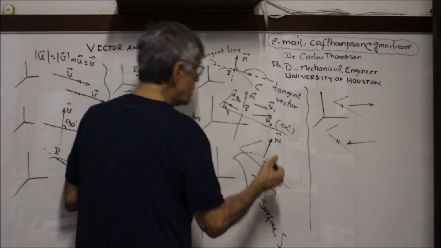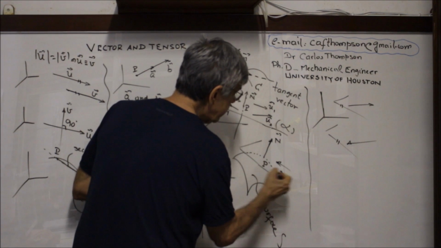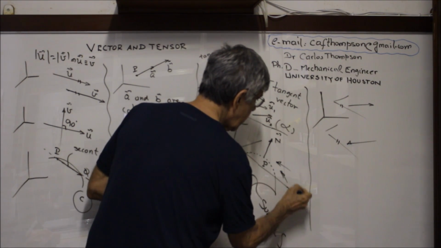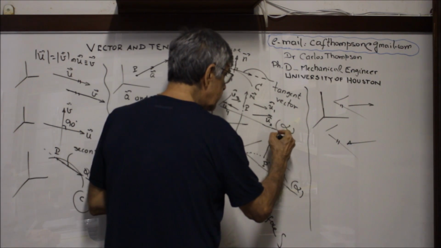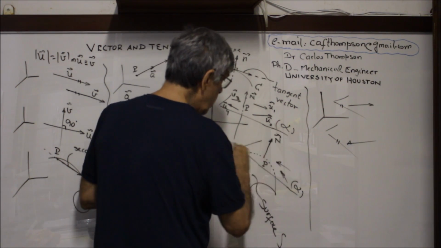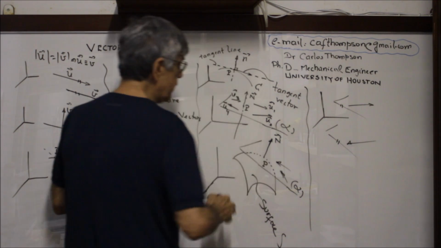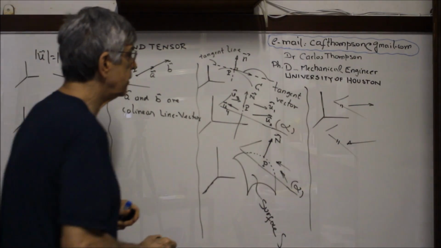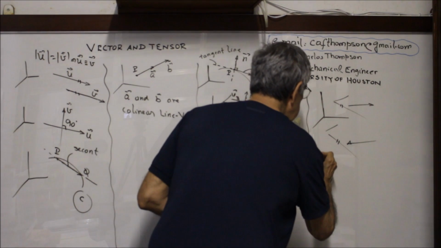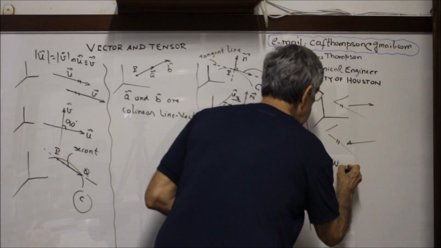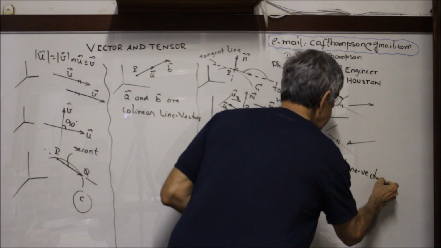Likewise, in this case, any vector lying on this plane alpha will be perpendicular to capital N, which is normal to this plane, so it will be normal to the surface at point P. And this figure we call skew line vectors. Skew line vectors.